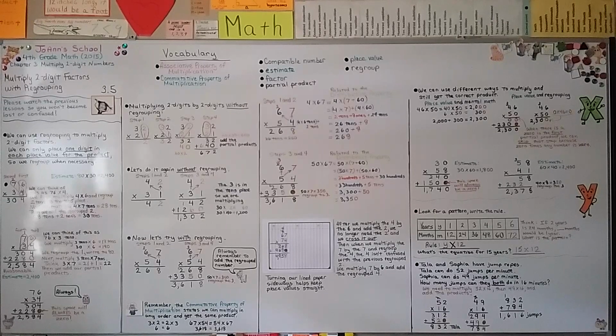So multiplying two-digit factors with regrouping can be confusing. You need to keep your place value straight, so you could turn your paper sideways. One of the biggest errors that students make is they don't put the numbers into the correct place value, or they don't write the numbers clearly. Then they add up the wrong numbers. When they write a 6, they think it's a 0 because they didn't write it clearly.